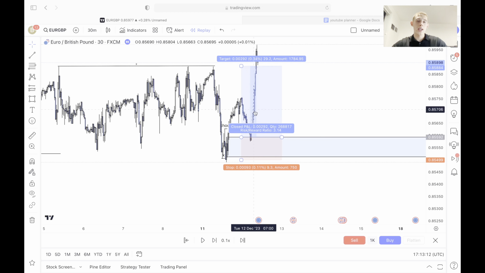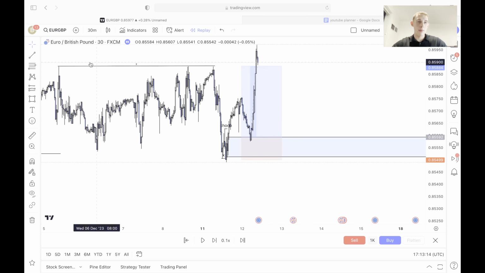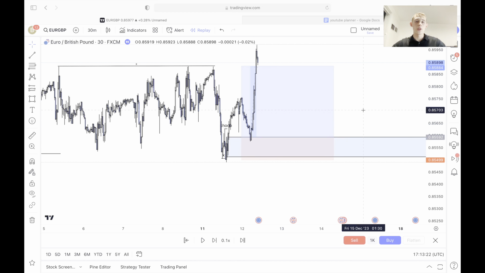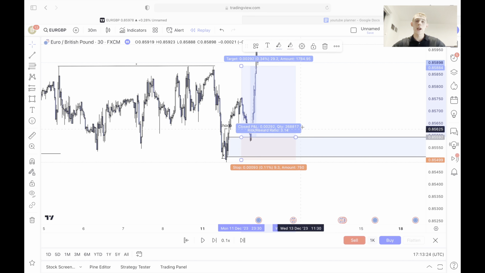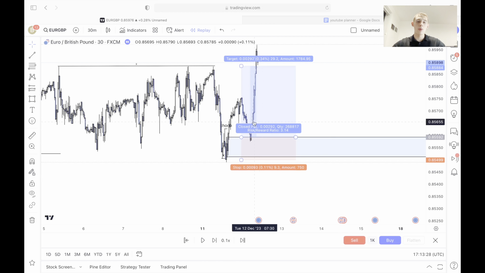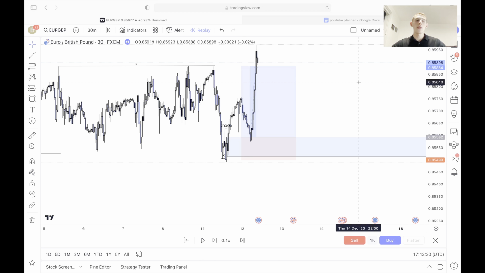There we go, price taps into demand, then comes up and targets those 3 equal highs as liquidity just above. So we would have gained $3,000 on this trade, or 3% of our account balance. And obviously if this had gone against us, we would have lost 1%. So that's all I wanted to mention in this video.